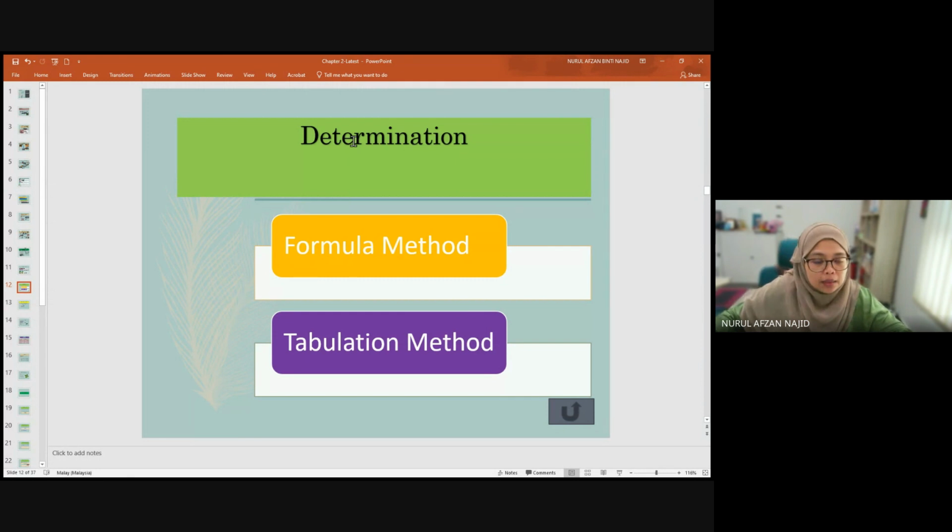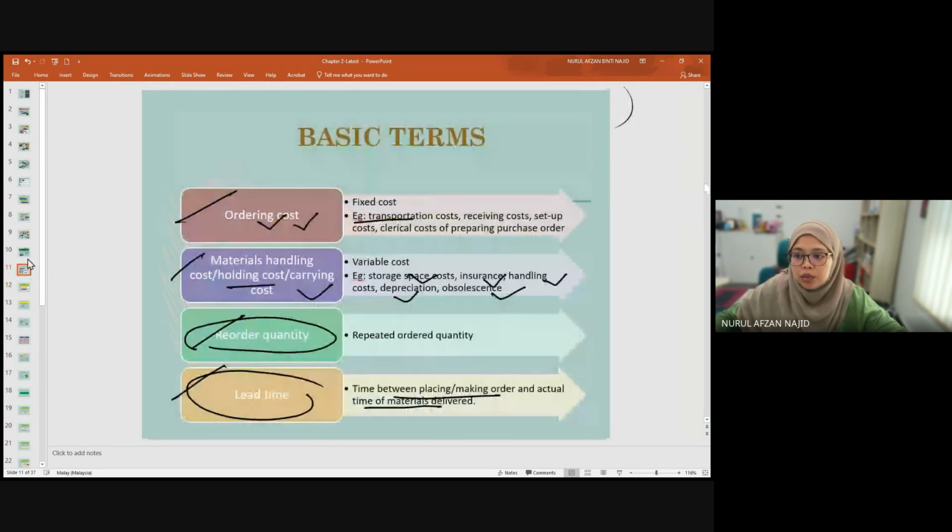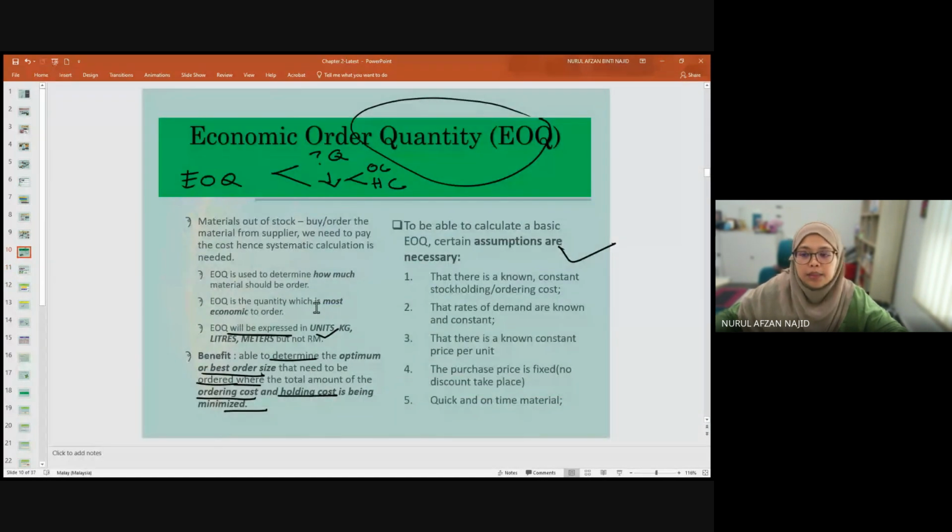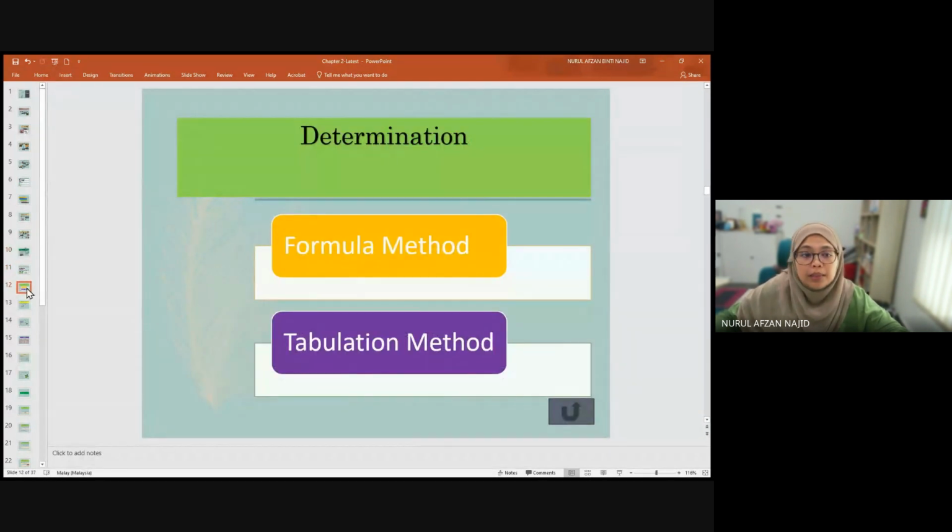Okay. So, how to determine, how to calculate the EOQ. Tadi kita dah cerita macam-macam dah pasal EOQ kan. So now, macam mana kita nak calculate? Okay, macam mana kita nak determine the EOQ? So soalan dia akan bagi tahu calculate EOQ by using formula method. Then you are using the formula method. If the question asks you to calculate the EOQ using tabulation method, then you need to prepare the tabulation method. Alright, so we go first to the formula method.